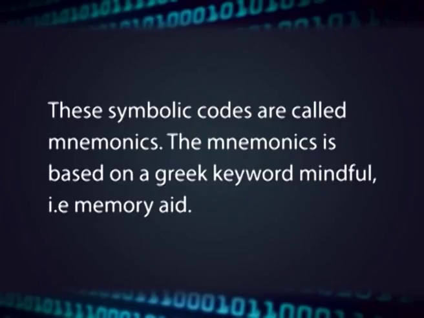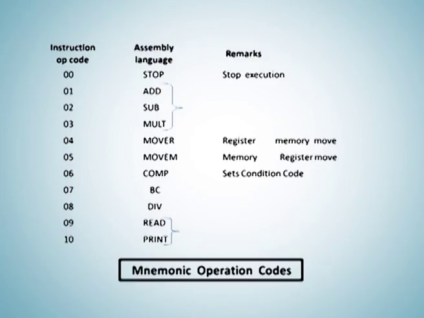Therefore, each CPU manufacturer while designing a particular model of CPU has assigned a symbolic code to each instruction. These symbolic codes are called mnemonics. The mnemonics is based on a Greek keyword mnemonikos, that is, memory aid. That means the mnemonic for an instruction consists of a word that suggests the operation performed by that instruction. In turn, it helps to easily memorize the instruction.